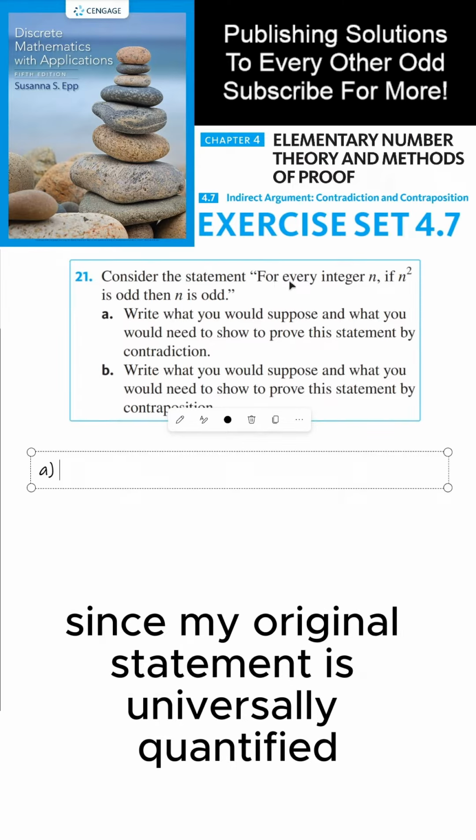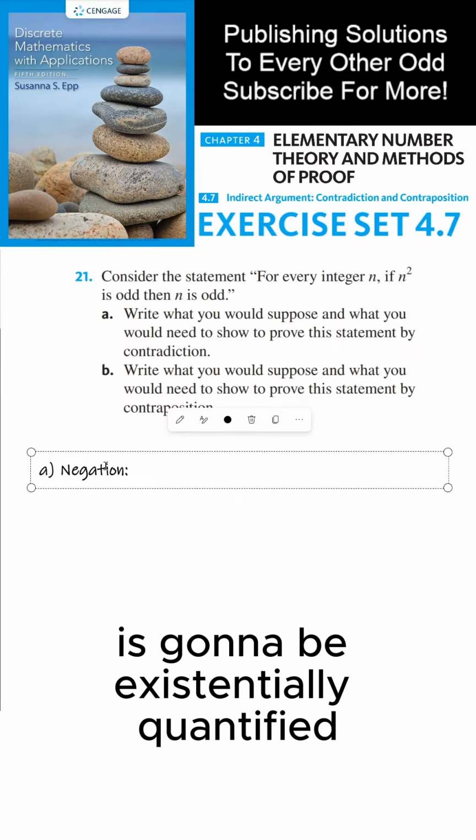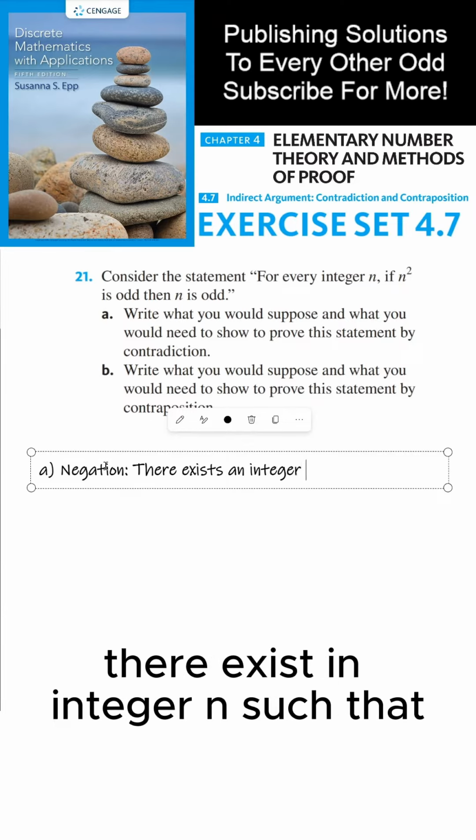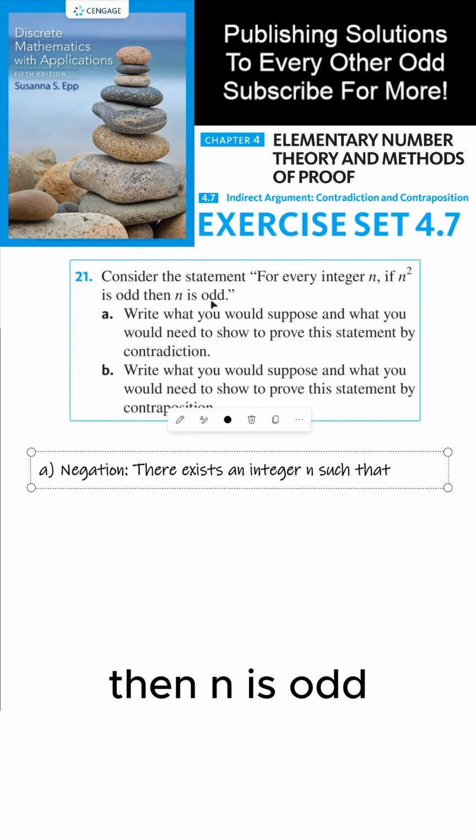Since my original statement is universally quantified, that means the negation is going to be existentially quantified. There exists an integer n such that, and now we have to negate the propositional statement, if n squared is odd, then n is odd.